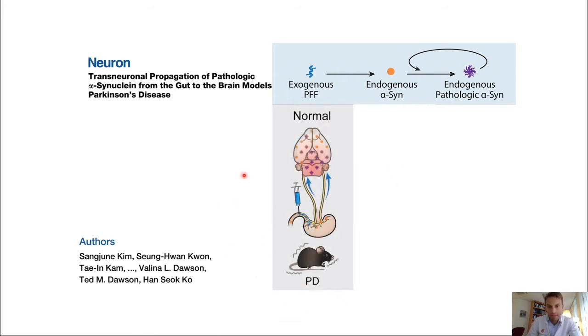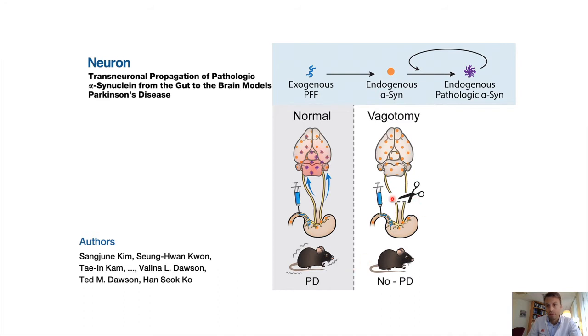So if you look at a normal rat, and you inject them with the pathological exogenous PFF, you eventually see spread of this exogenous PFF and influence on endogenous alpha-synuclein, leading to Parkinson's disease. So you can introduce Parkinson's disease by spreading it in the gut. If you cut the vagal nerves and then introduce pathological exogenous PFF into the gut and into the enteric nervous system, it doesn't reach the brain, and they don't develop PD.